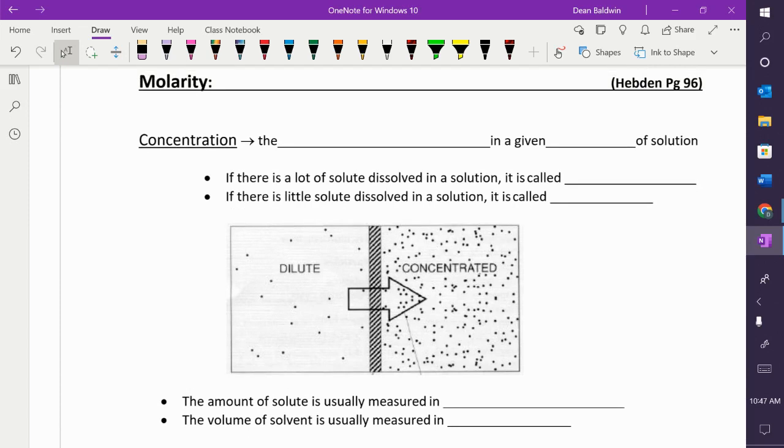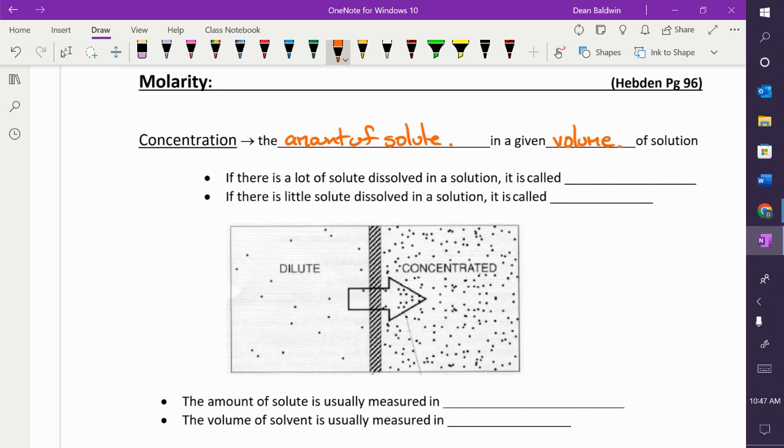Okay. All right. Molarity. So we have to have a way to measure how much of a substance, this is usually going to be liquid solid, is in the liquid. All right. So we call this concentration. It's the amount of solute in a given volume of solution. So it's how much stuff is dissolved. That's essentially what we're talking about here.